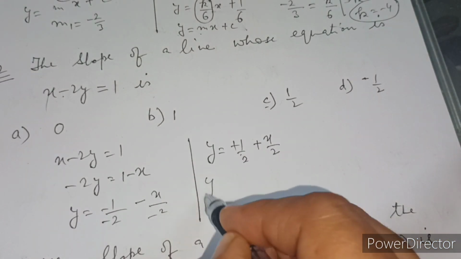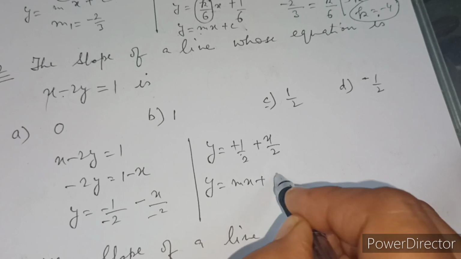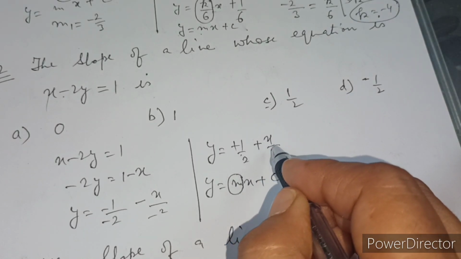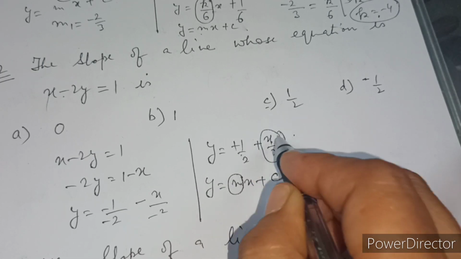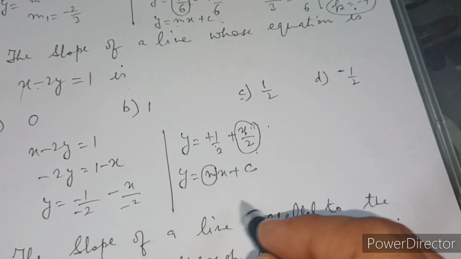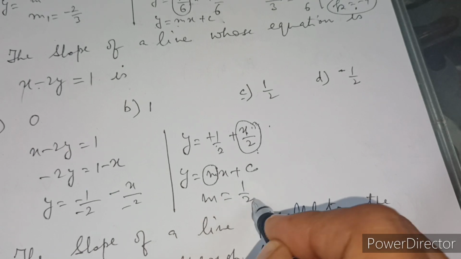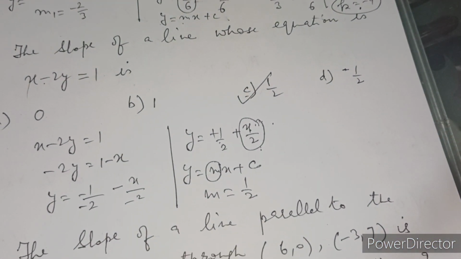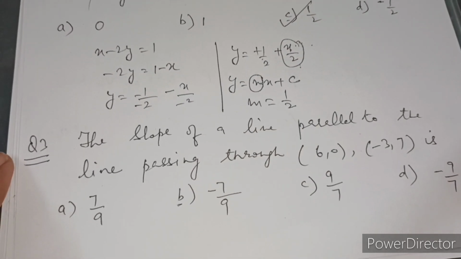If I compare it with y equal to mx plus c, what is the coefficient of x? The coefficient of x here is nothing but 1 upon 2. So what will be the slope for this line? It will be 1 by 2. Which option is correct? Option C is correct, right? So let us do the next sum.